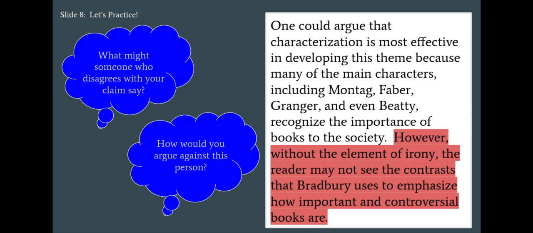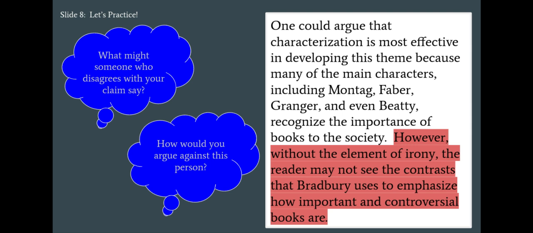You include a counterclaim and rebuttal in an argumentative essay in order to recognize an argument your opponent might make and then refute that argument or explain why it's wrong. To write the counterclaim, think, what might someone who disagrees with your claim say? So in other words, that's the part that's not highlighted. The one could argue that information.